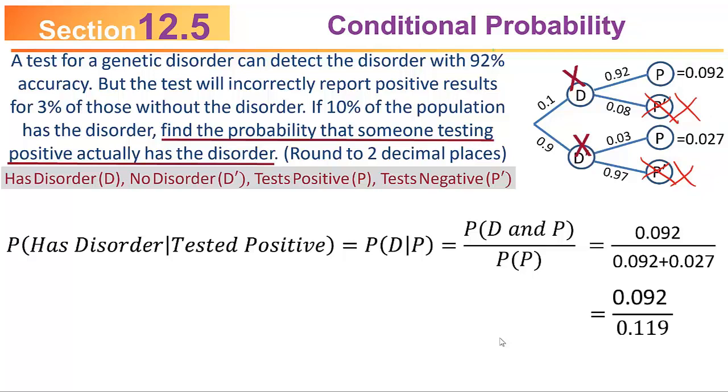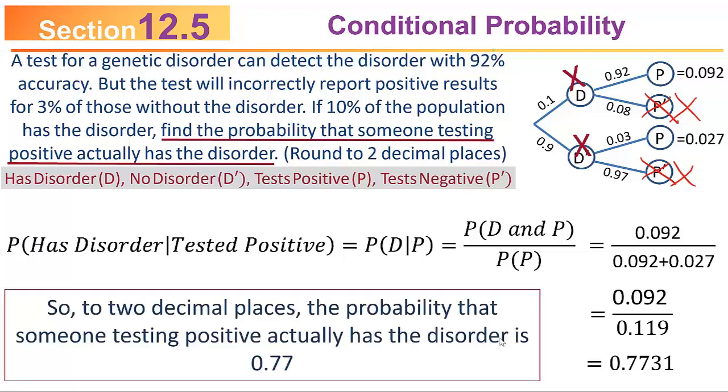We want to write this as a decimal rounded to two decimal places. So when you do that, you get about 0.7731, and rounding to two decimal places gives you about 0.77. So to two decimal places, the probability that someone testing positive actually has a disorder, given all these numerical results we have, is 0.77. So there's about a 77% chance that a person in this situation that tests positive actually has a disorder.